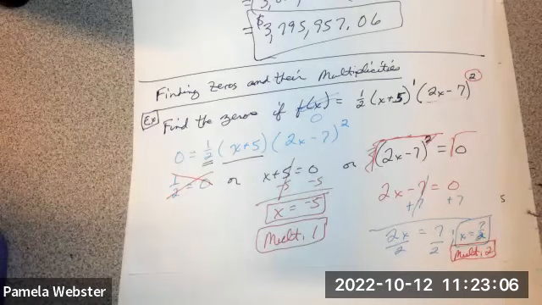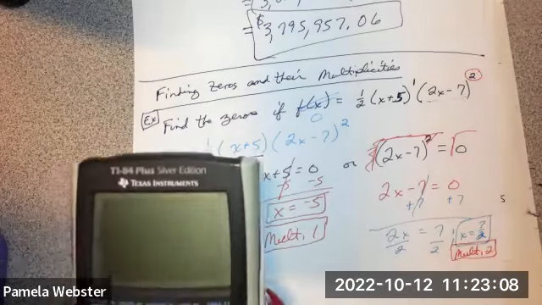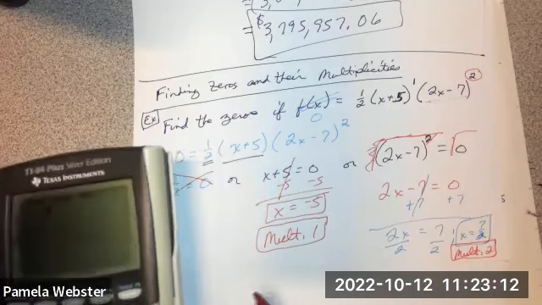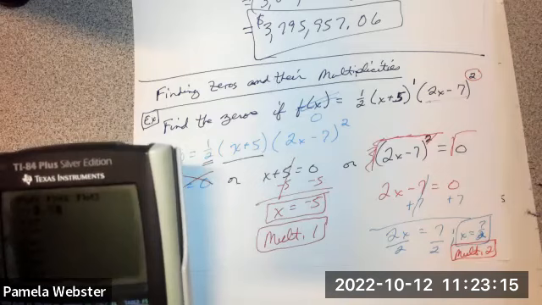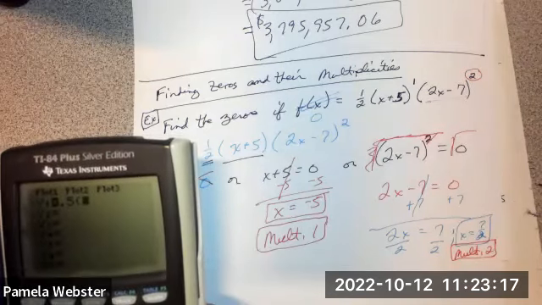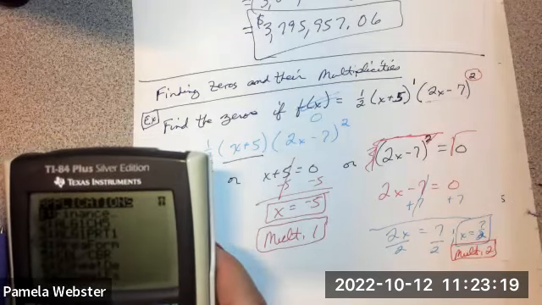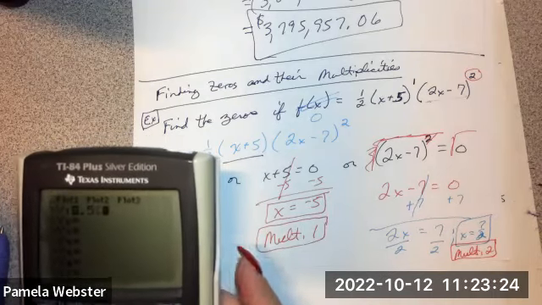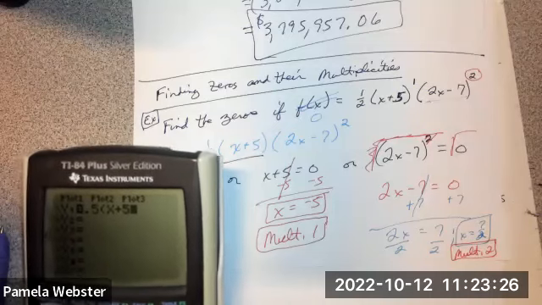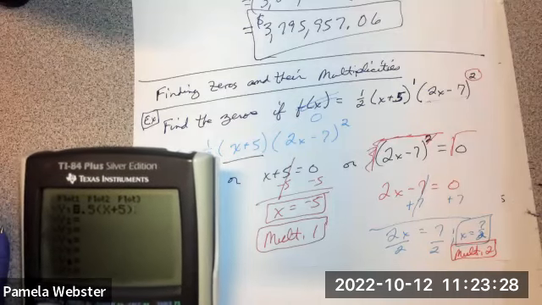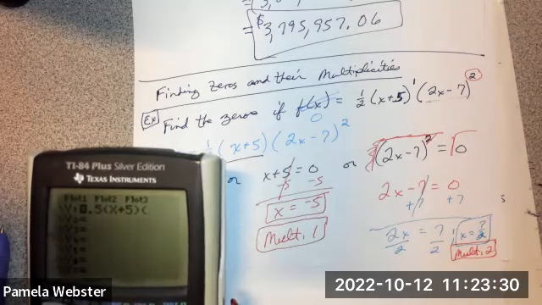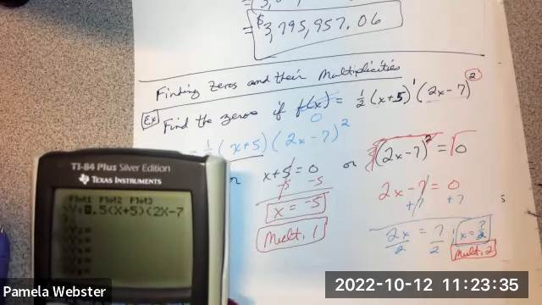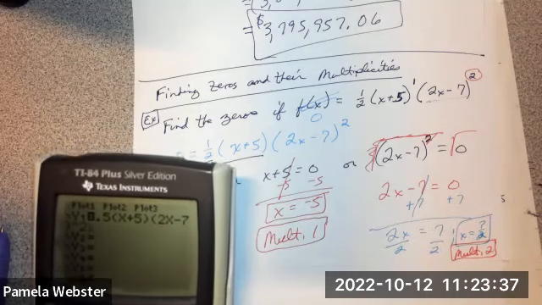So when I put this in my calculator to graph it so that we can take a look at it, y equals, let's clear that stuff out. It's going to be a half, 0.5 times x plus 5. Oh man, I am just off my game today. I'm sorry, guys. X plus 5, okay, parentheses. And then the other guy is parentheses 2x minus 7, close the parentheses, raised to the second power.